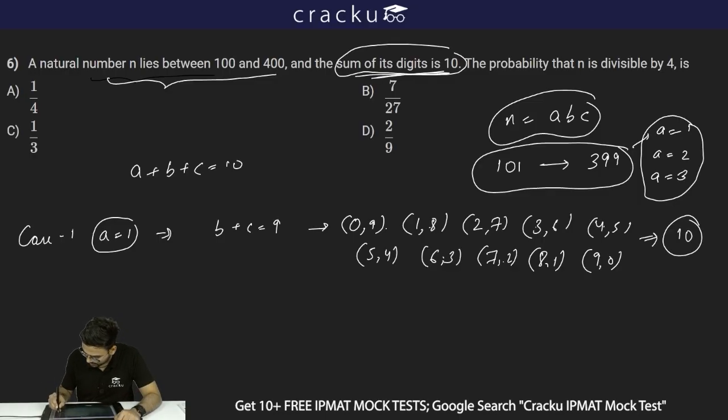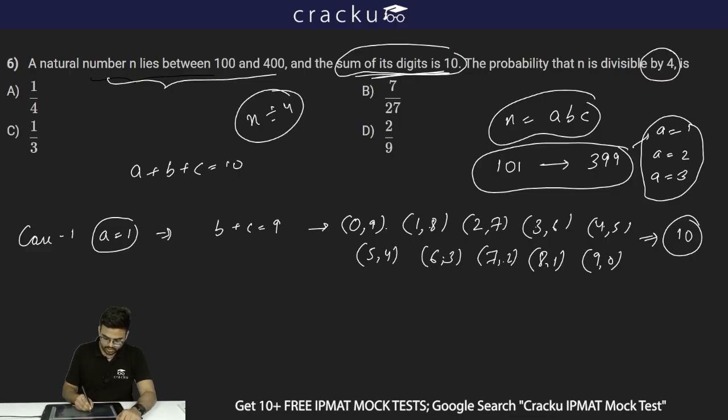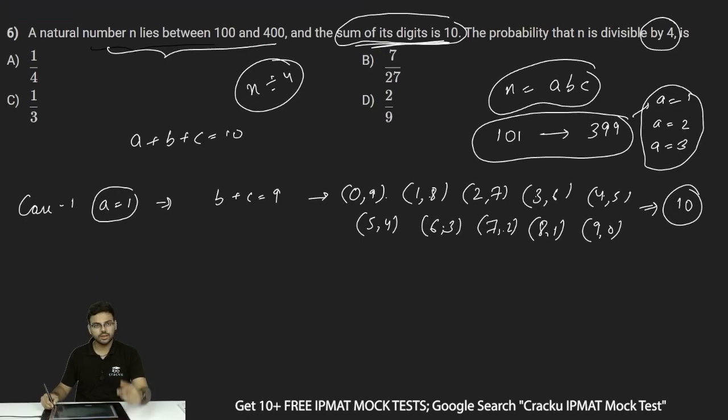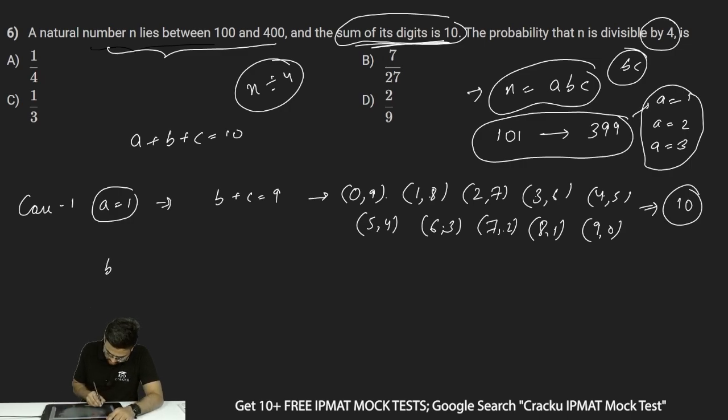The probability that n is divisible by 4. Now when is n divisible by 4? It is divisible by 4 when the last 2 digits of a number are divisible by 4. What are the last 2 digits in this natural number ABC? The last 2 digits will be BC. So this means that BC should be divisible by 4, then only the natural number will be divisible by 4.